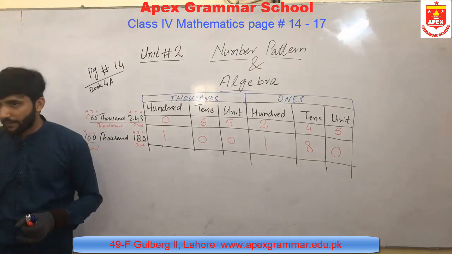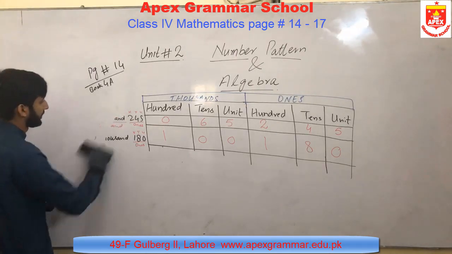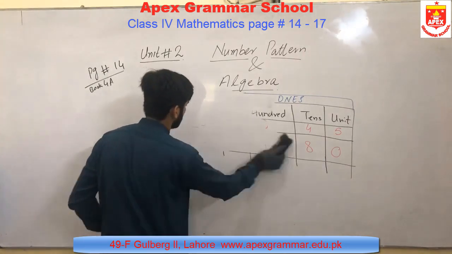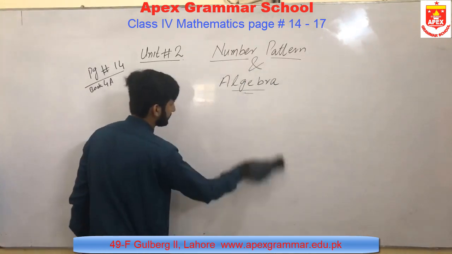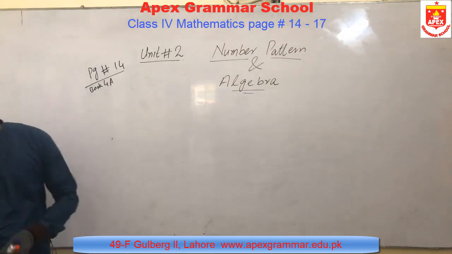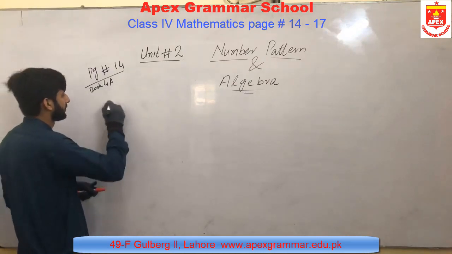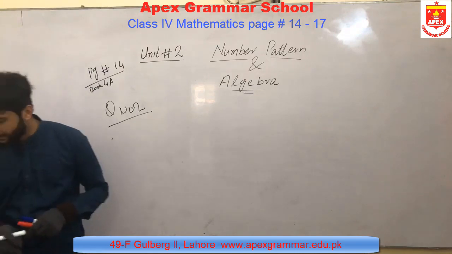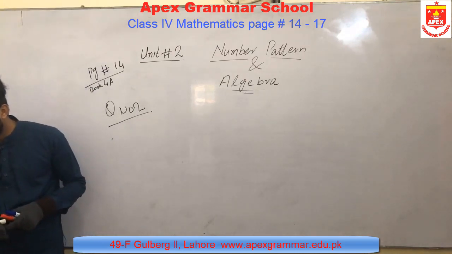3 parts are remaining, you have to solve by yourself on the book, page number 14. This is question number 1. Question number 2 is that circle the digit in each number and represent the number written in the words.